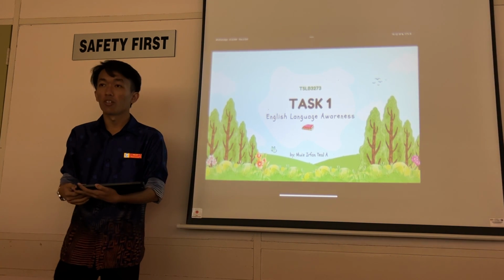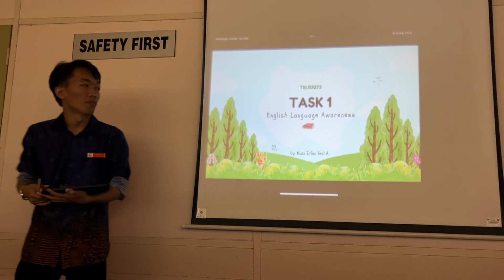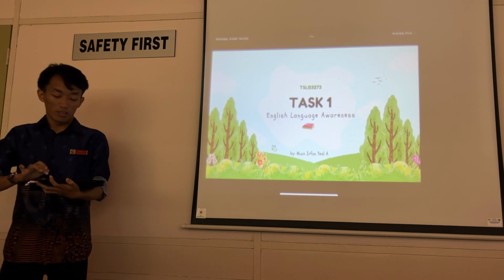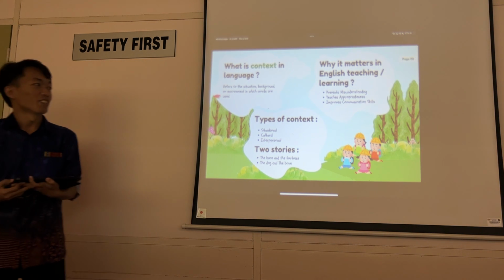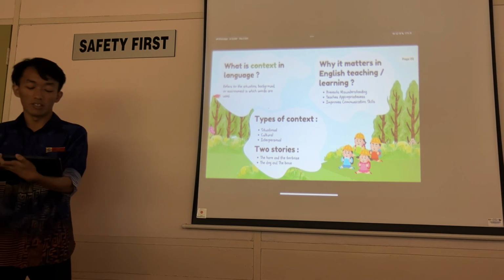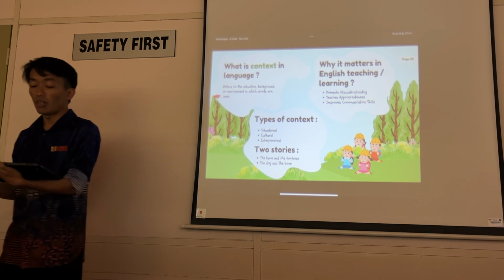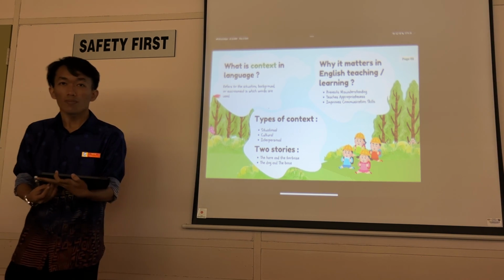So today I'm going to present my class 1 for English Language Awareness, ESLB 3273, which is context in language. First of all, we're going to learn what context in language is. It refers to the situation, background, or environment in which words are used.